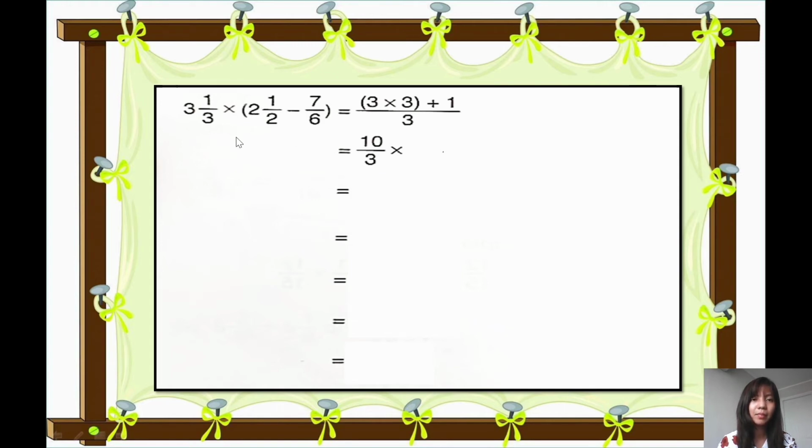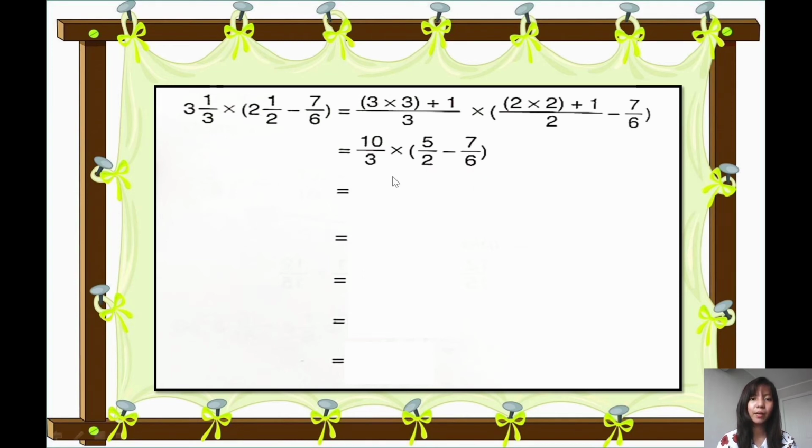Okay, and then the same that you're going to do with this one. So convert to improper fraction, alright? So 2 times 2 plus 1 over 2. Alright, and then so 2 times 2, 4 plus 1, 5 over 2. Then copy minus 7 over 6. Understand? Alright, so now let's solve inside the parentheses.